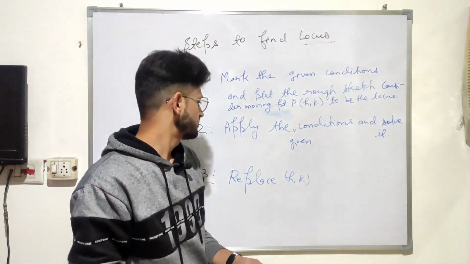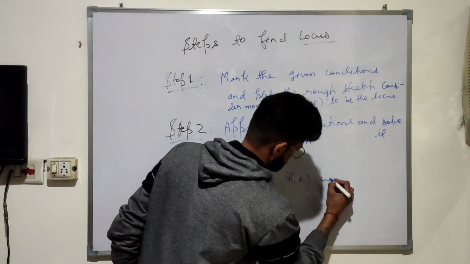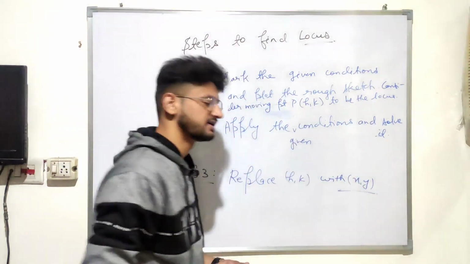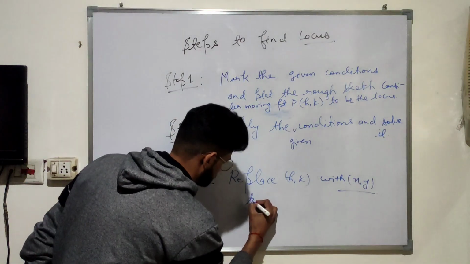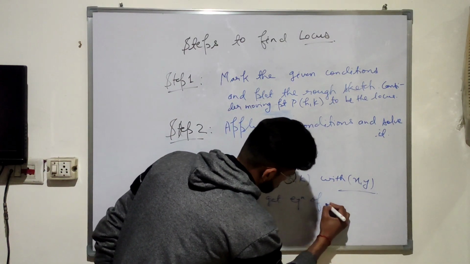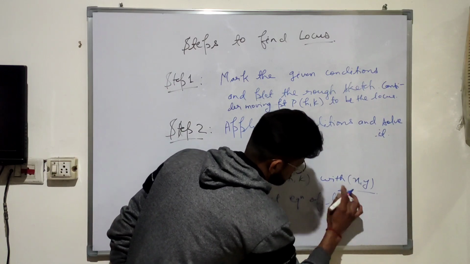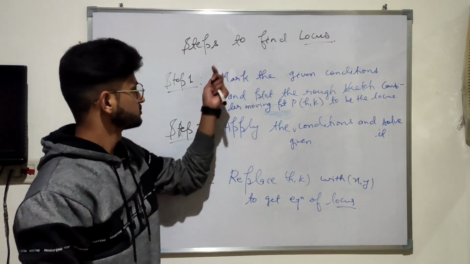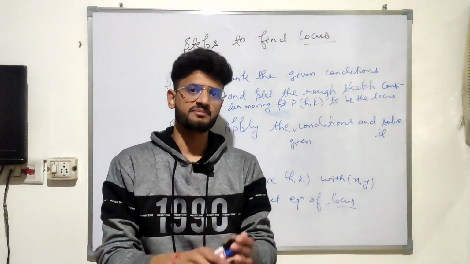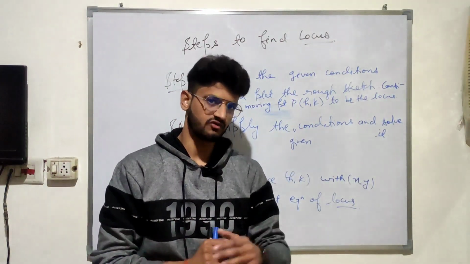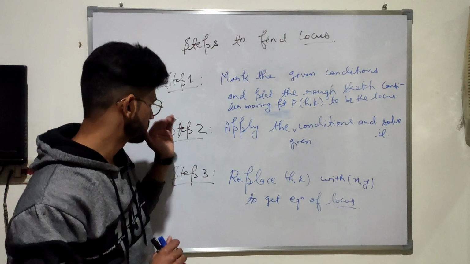In step 3, we replace h comma k with x comma y to get the final equation, the equation of the locus. So all the steps have been written here: steps to find locus. Suppose we have been given a question related to locus and asked to find the equation for that locus. What are the steps to be followed?